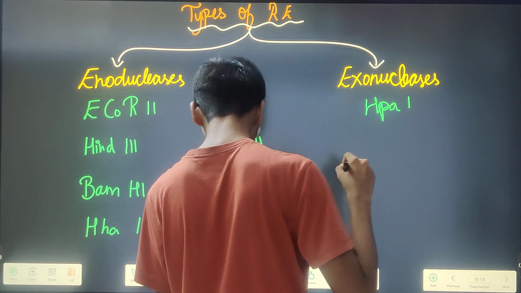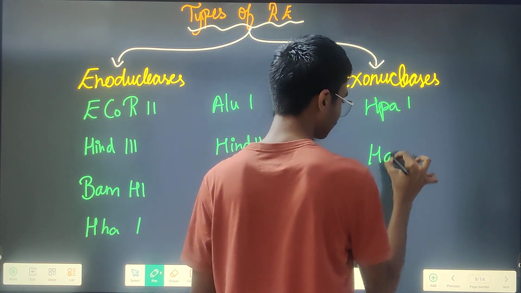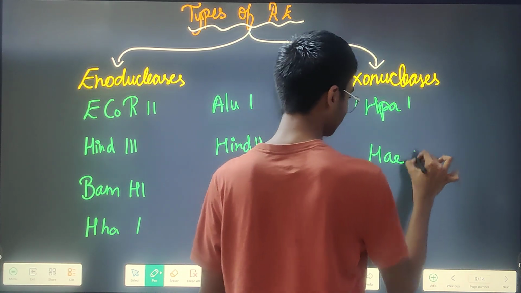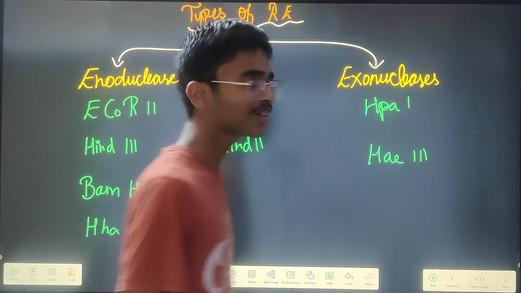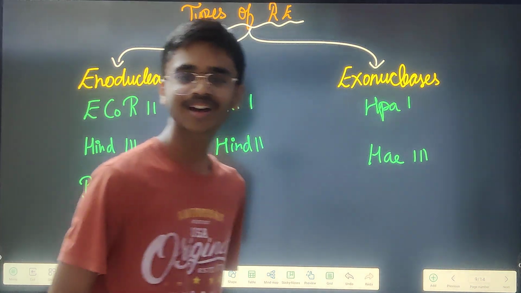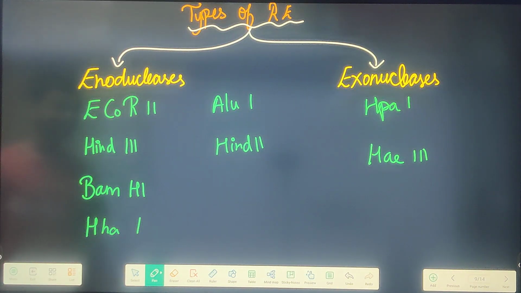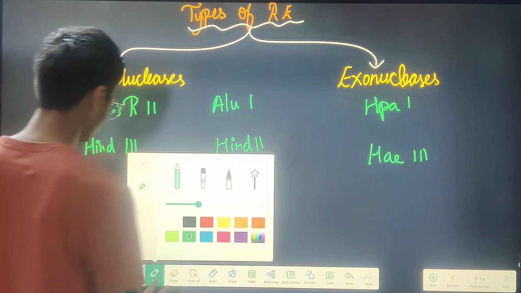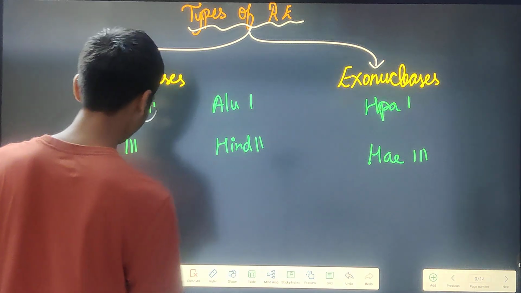Ha1. Then we are having Ha1. Sorry, Ha3. Okay, this is not Ha, this is Ha. Okay, Ha3, then Pa3, then Ha1, then BAM. Okay, something like that. So we are having all these, right?